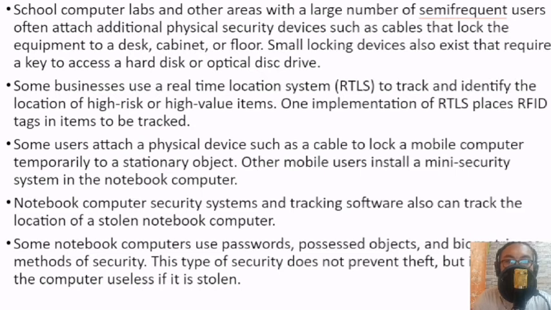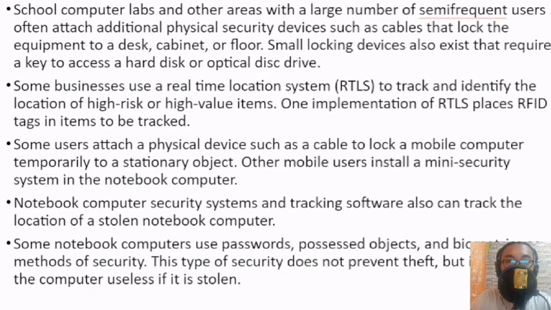As such, some businesses use a real-time location system, or RTLS, to track and identify the location of high-risk or high-value items. One implementation of RTLS places RFID tags in items to be tracked.